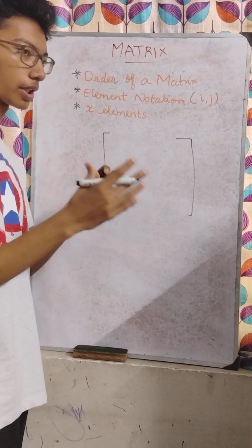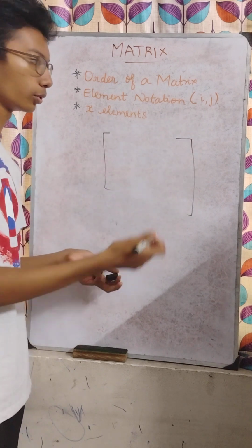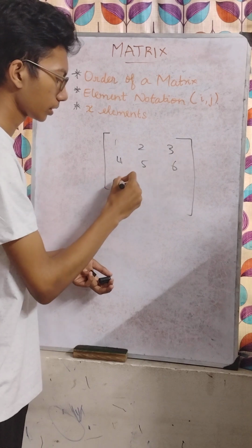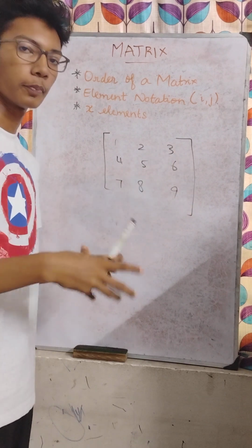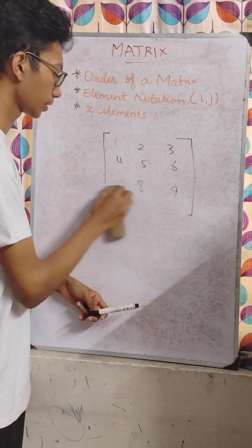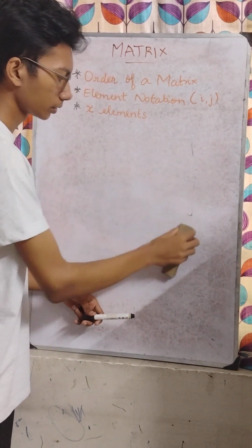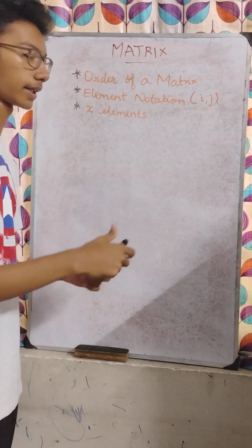So this is the basic notation of a matrix, that is, inside square brackets we have numbers. This is just another representation of a pool of numbers. So this is the basic representation of a matrix, that is, inside square brackets.